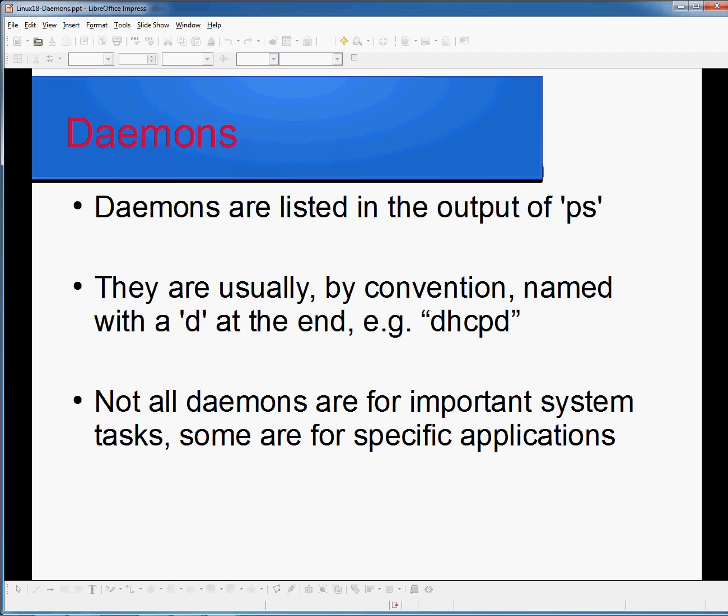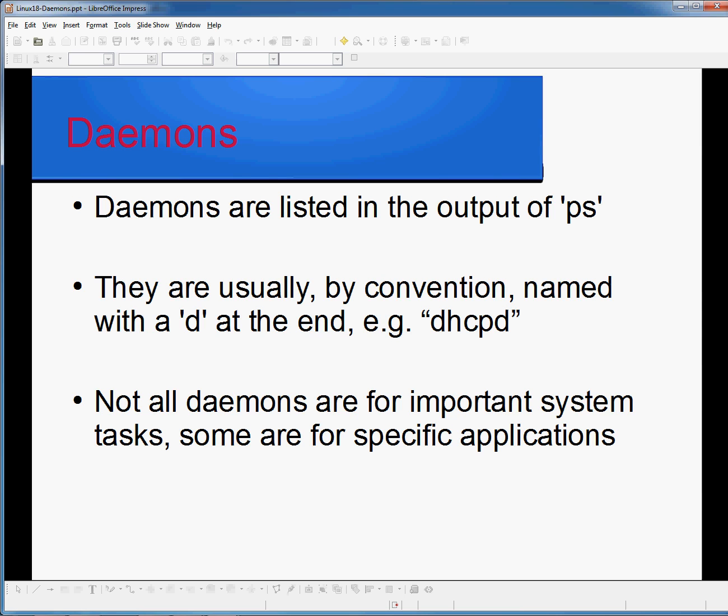Now daemons are actually listed in the output of ps, and obviously ps stands for processes. Daemons are processes like any other application. They just are almost always on. They're not something that you would generally run because you need it for a particular task. They're something that is generally run automatically to provide you a service so that you don't have to think about it.